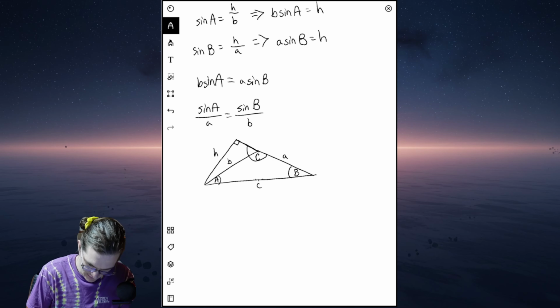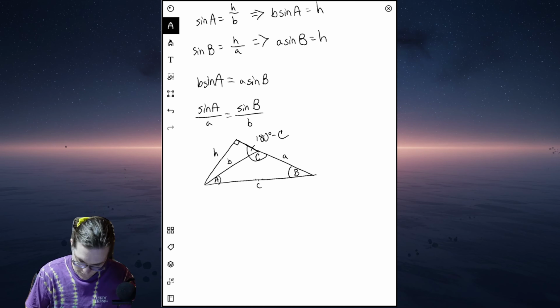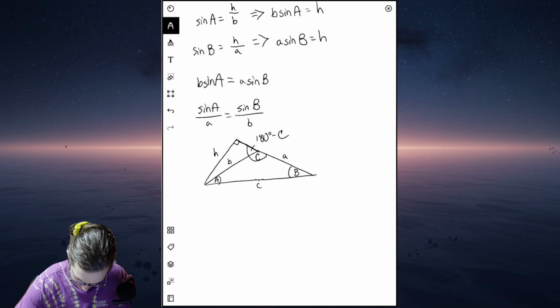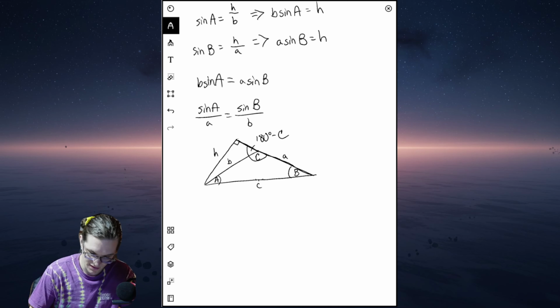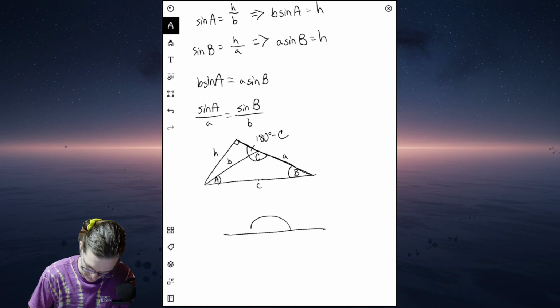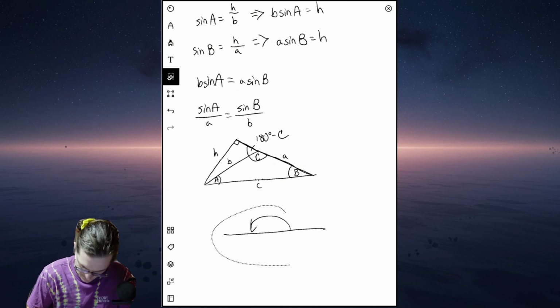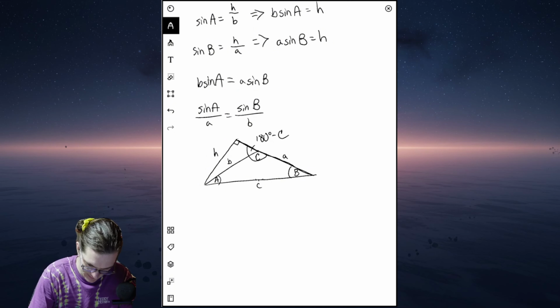And then this angle right here, okay, is actually 180 minus C, right? Because this horizontal, a straight line like this, is an angle of 180 degrees. So that horizontal right there is 180. This is C. This is 180 minus C.